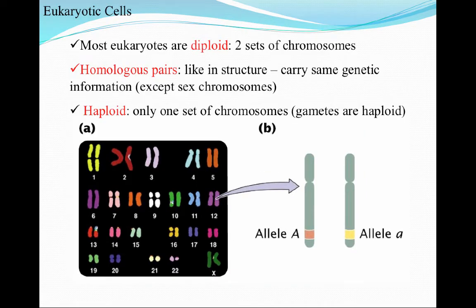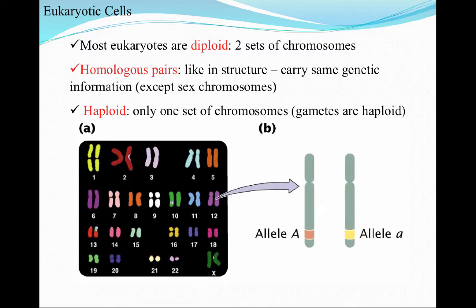Eukaryotic cells, because they're diploid and have two sets of chromosomes, are going to have homologous pairs. And those pairs are going to be alike in structure. They're going to carry the same genetic information with the exception of sex cells. And one of those chromosomes, if we look at this chromosome right here, by itself is considered haploid because it's only one set of a chromosome.